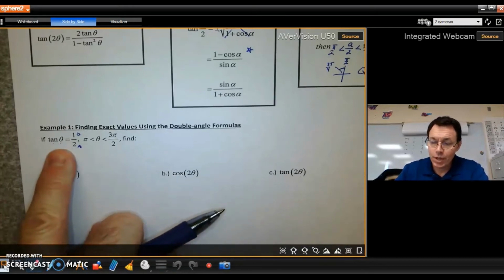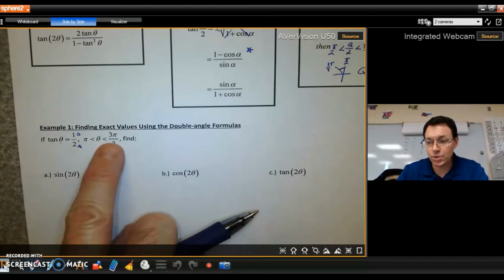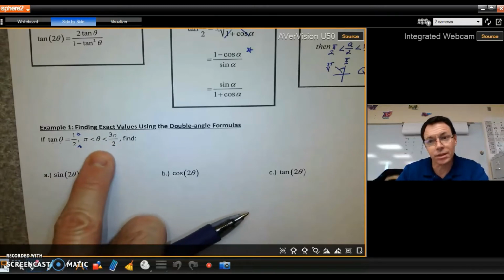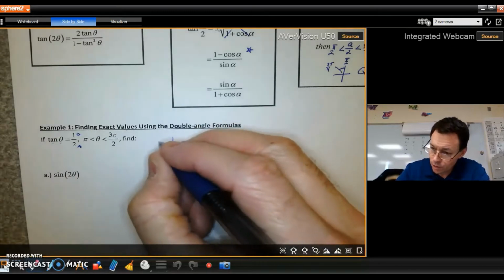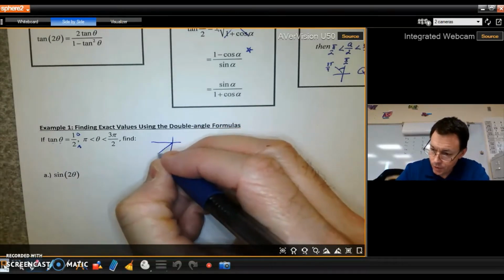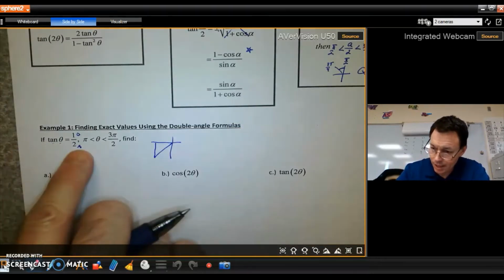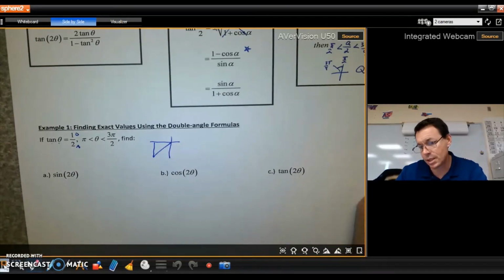Now, again, they're not using the inverse notation. They're just telling us that the tangent of this angle is 1 over 2, so they have to also tell us where this angle is. So this angle is between pi and 3 pi over 2, which is in quadrant 3. So that makes sense. Tangent is positive in quadrant 3, so that's a place it could be.